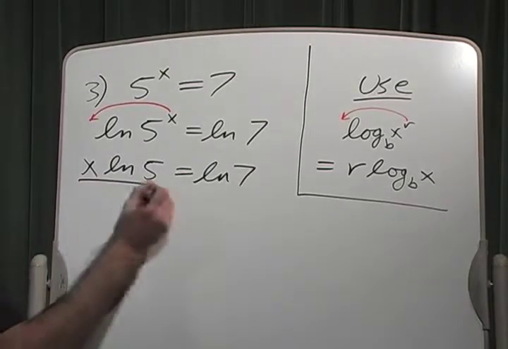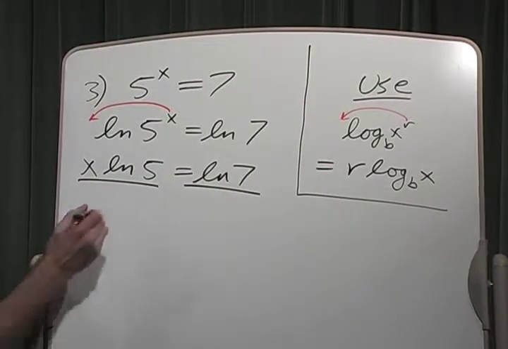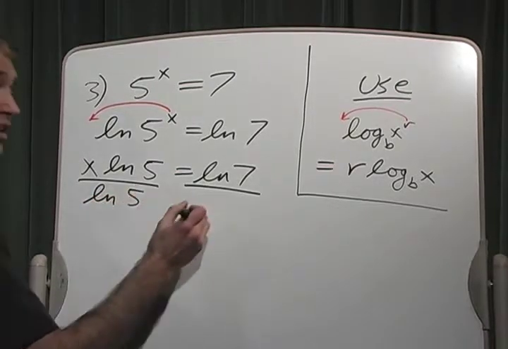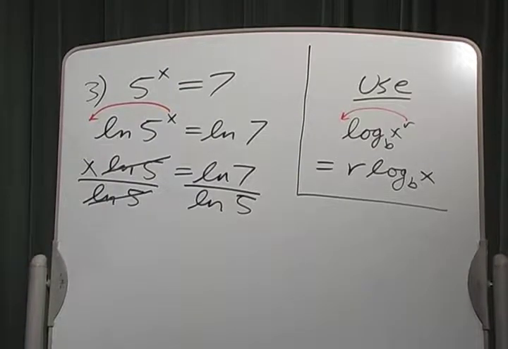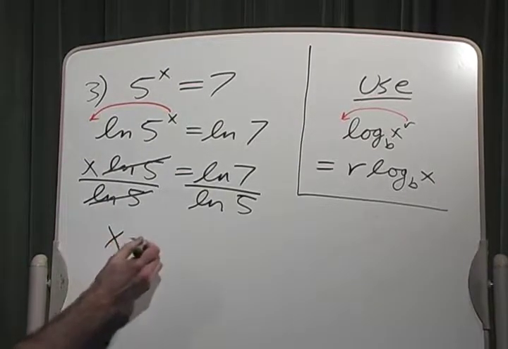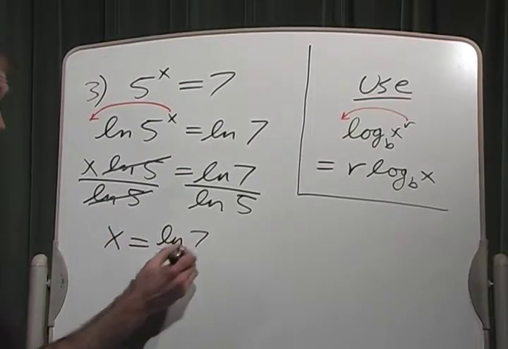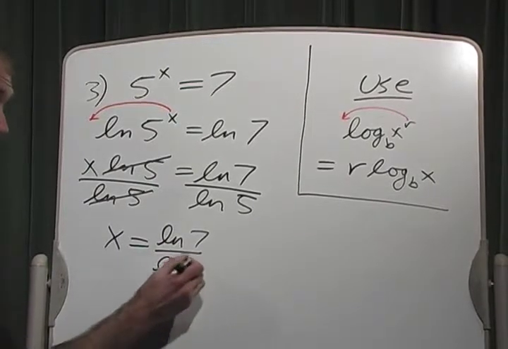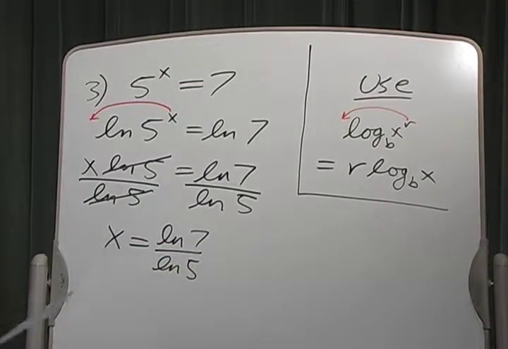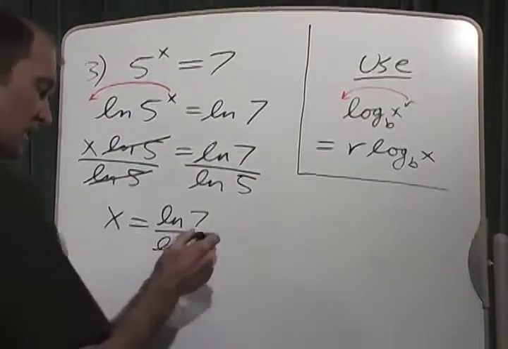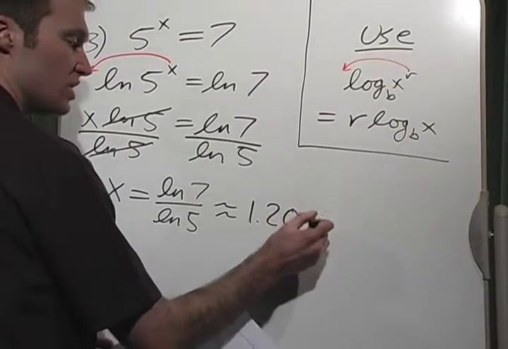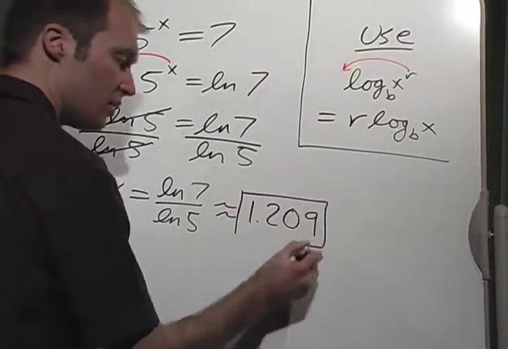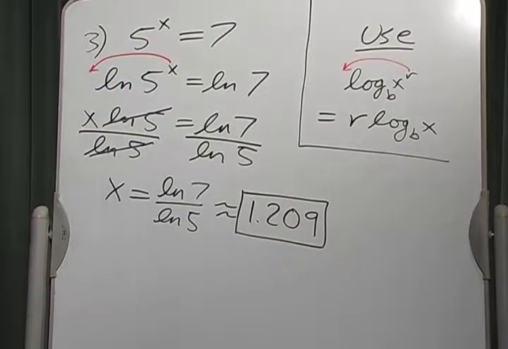Now, looks like I'm almost done. All I have to do is divide both sides by the natural log of 5. This is going to allow these two to cancel out. I'm going to get x equals the natural log of 7 over the natural log of 5. Plugging this into the calculator and rounding to 3 decimal places gives me that x is approximately equal to 1.209.